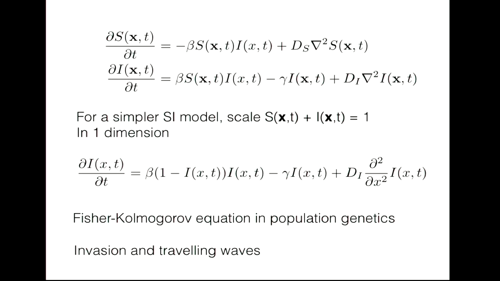But this is not really a spatial model in that sense, because it's just an independent SIR model at every point. In order to make it spatially sensible, we add what are called diffusion terms on the right hand side. So that says that susceptible people move around.